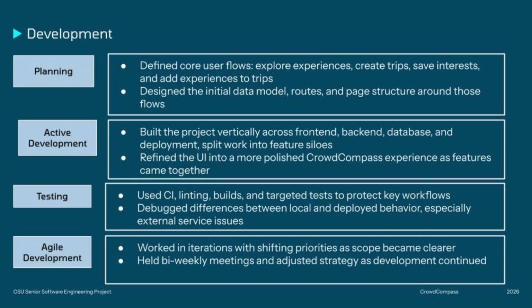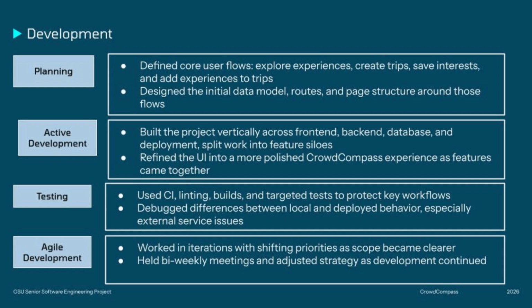We also worked to connect the front-end, back-end, database, and deployment pieces so that the features felt integrated instead of isolated. Towards the end of development, we focused more on polish, testing, and stability. We added features like a personalized home feed, trip metadata, and image uploads, while using CI and GitHub Actions with linting, builds, and targeted unit tests to catch problems earlier. We also spent a fair amount of time manually debugging deployment-specific issues, especially around external services and environment variables.